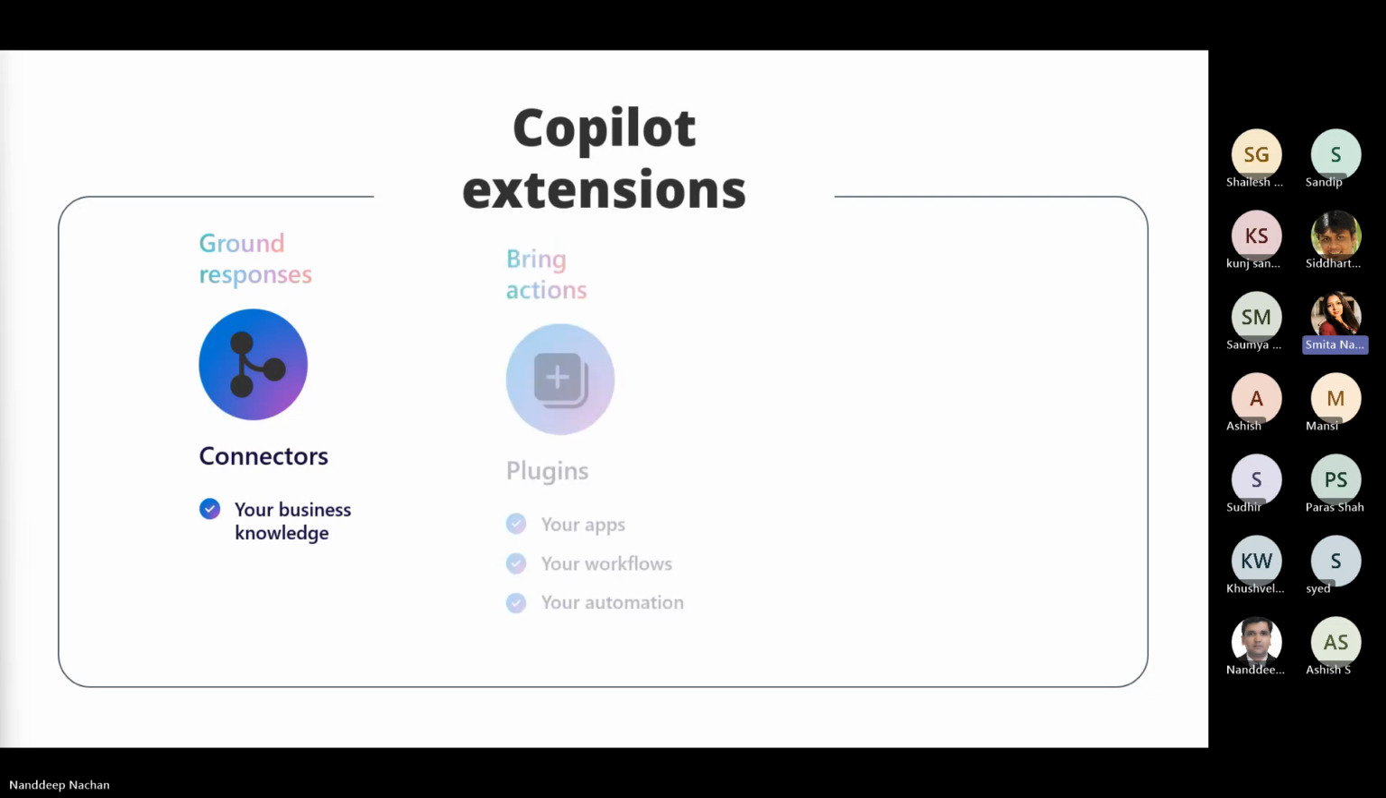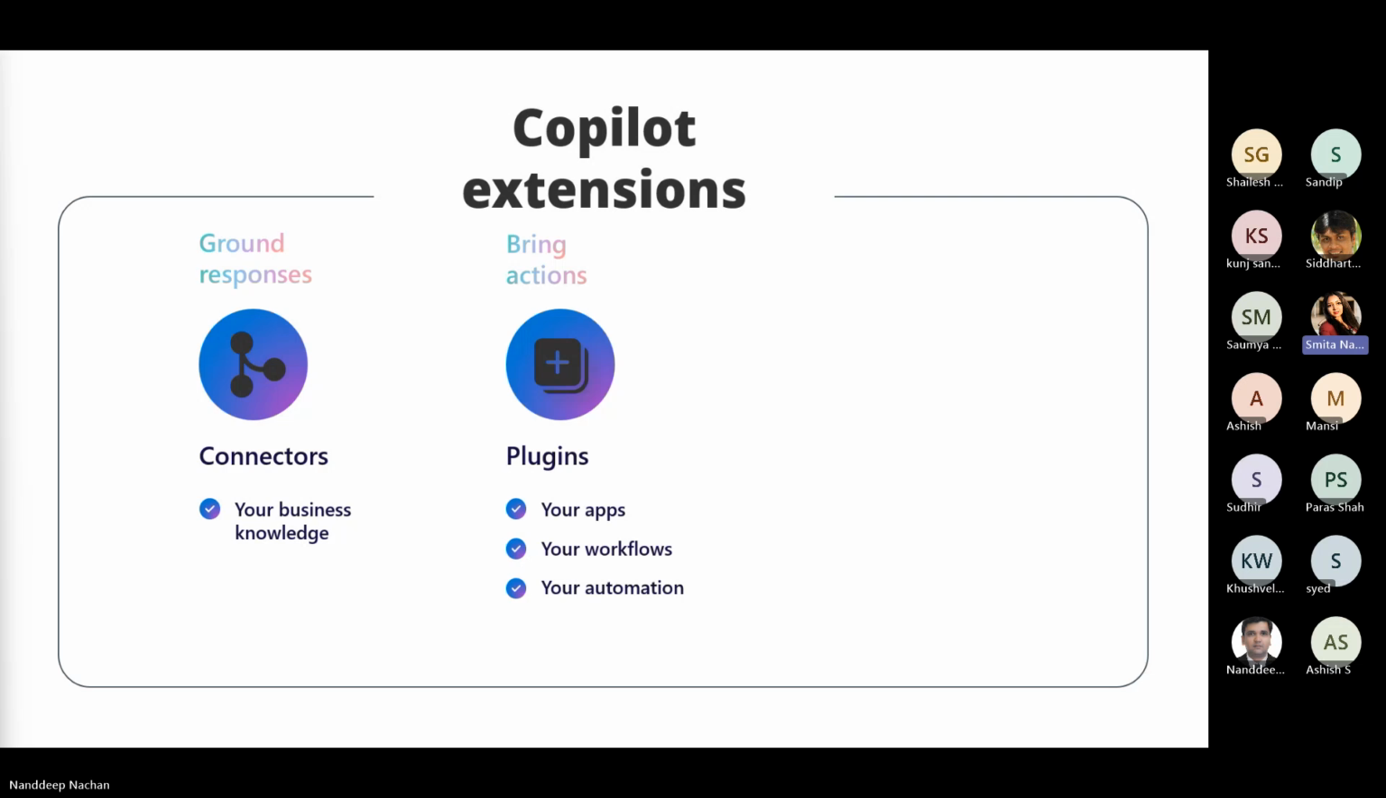The second one is the plugin, which brings actions. The purpose of plugins is to allow the Copilot to initiate actions within the organization's applications, workflows, or automated processes. Through plugins, Copilot can perform tasks directly within the app, such as creating entries, sending notifications, or automating routine tasks, turning the Copilot into a proactive assistant.